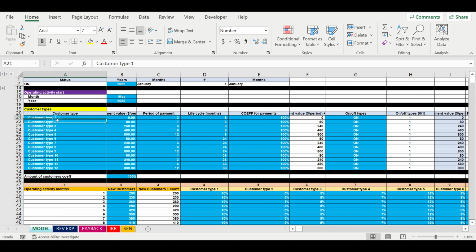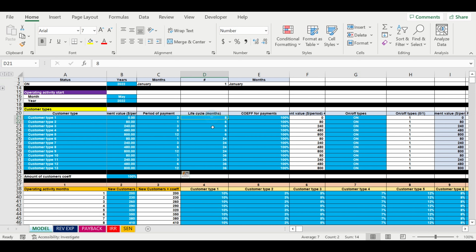Then we have, for example, several types of customers, and they have different financial behavior if we are talking about the revenues. So each type of customer has its own payment value. Some of them will pay us once in 3 months, some of them will pay us every month, some of them will pay us, for example, once half a year, some of them will pay us once a year, so we can specify the period of payment.